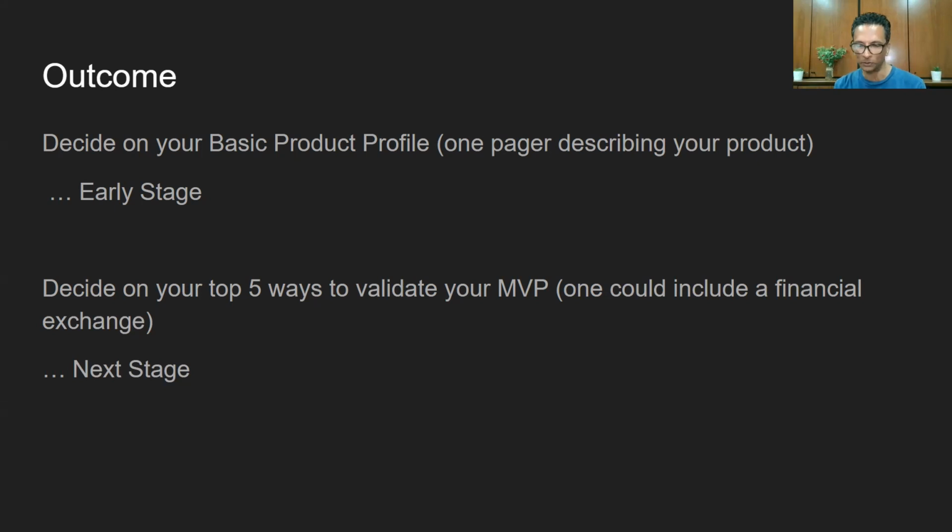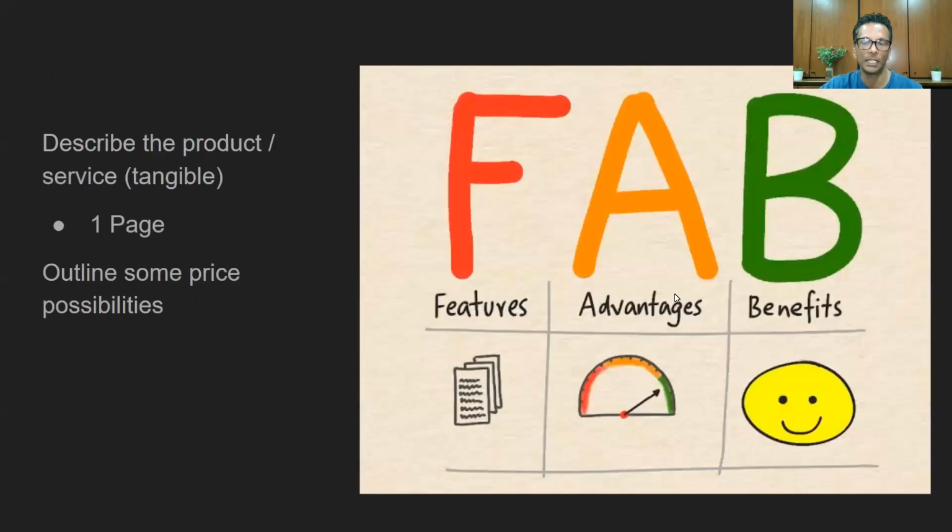Cool. That's our goal. We're going to divide into 2 groups straight after a little bit of a chat. One will be groups in the early stage and the other groups in the next stage. So 1 group is to just focus on your basic product profile. What is your MVP basically? And the other is give me 5 ways to validate your MVP.